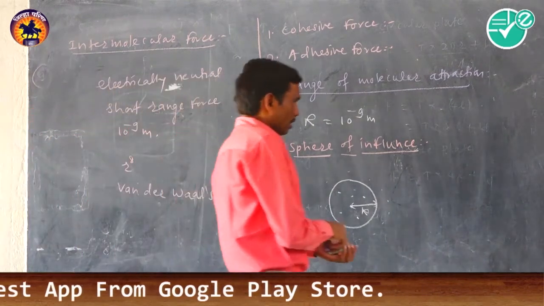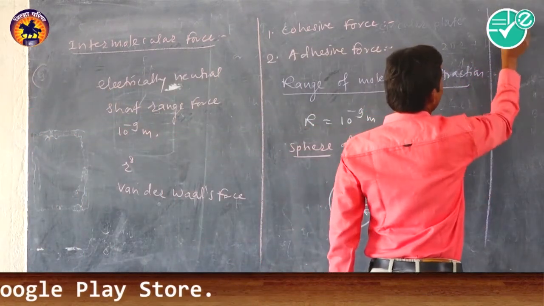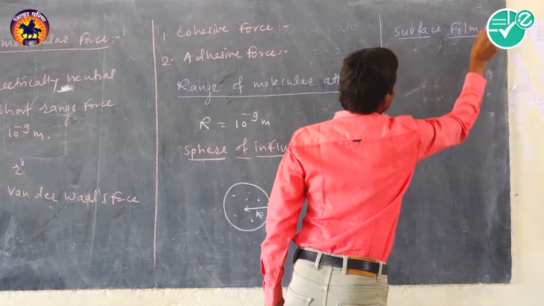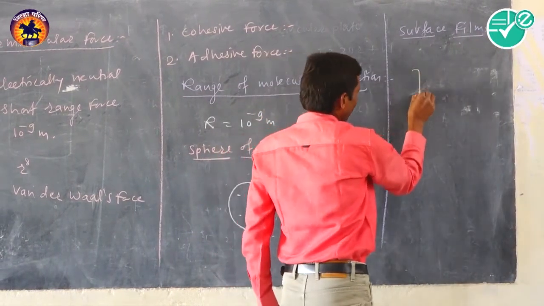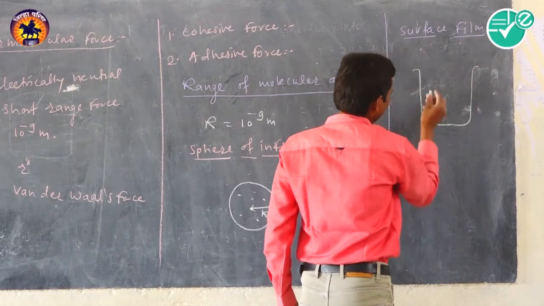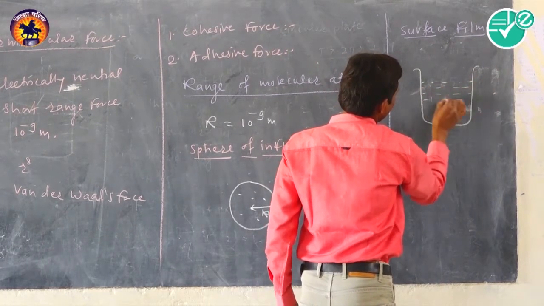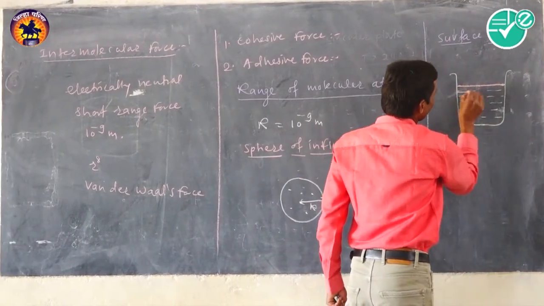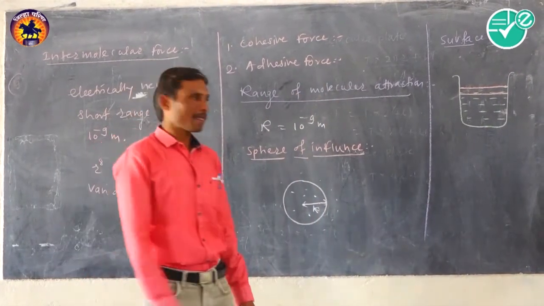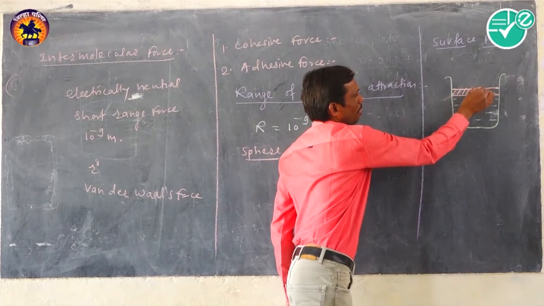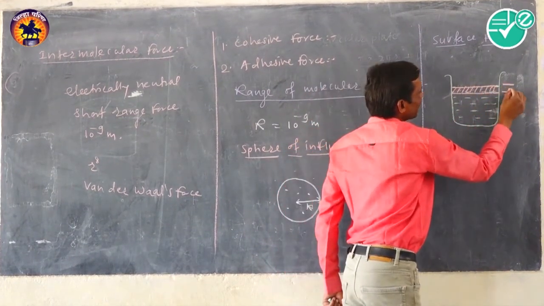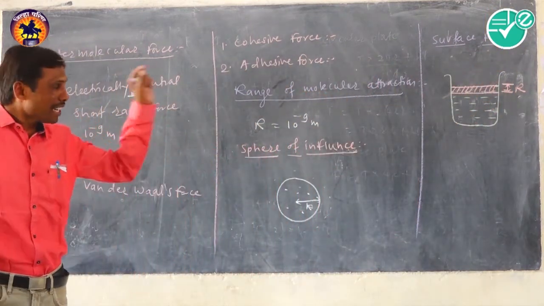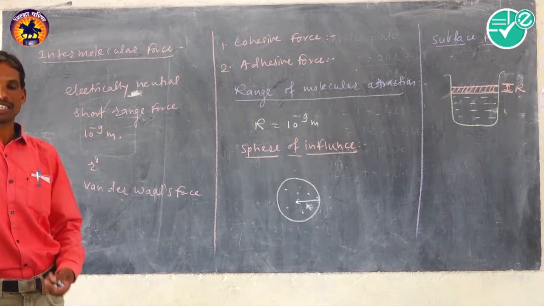Then, surface film. Surface film is the thin layer of the liquid near its surface whose thickness is equal to the range of molecular attraction. Such a thin film of liquid is known as surface film.